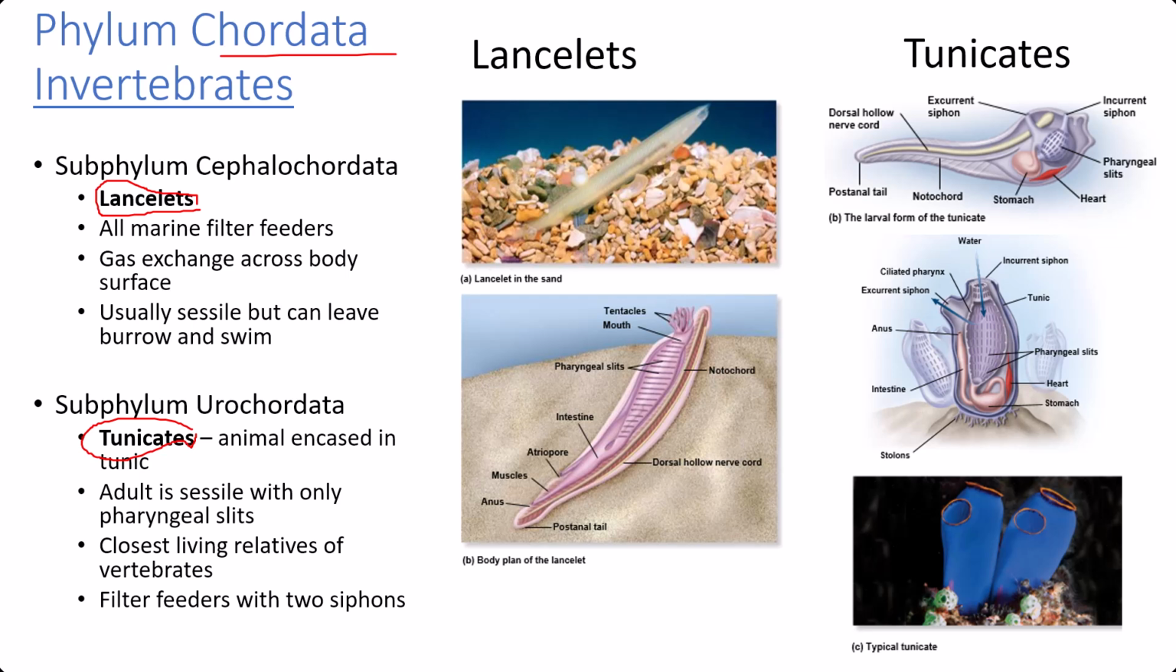The lancelets are marine filter feeders, and they're named because they kind of look like a lance, right? Like a sword. And they can do gas exchange across their body surfaces. They're usually sessile, so attached to the substrate, but can burrow and swim. The tunicates are named for kind of looking like a tunic, right? So they're these animals that are encased in a tunic. The adult is sessile with only pharyngeal slits, but their larval form has all of the chordate characteristics: the post-anal tail, the notochord, dorsal hollow nerve cord, and those pharyngeal slits.